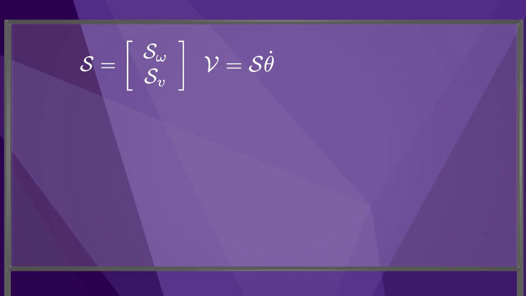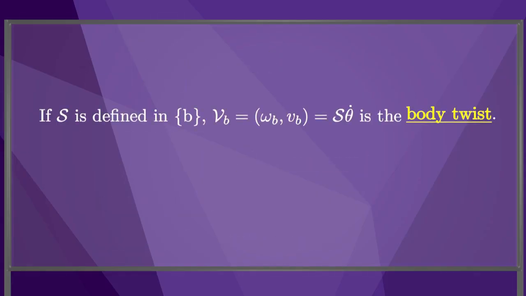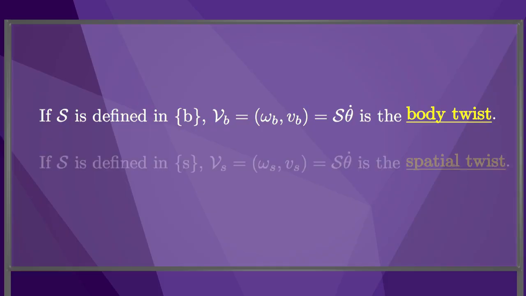We have been focusing on the case where the screw axis has finite pitch, but there are two cases to consider: the pitch is infinite or the pitch is finite. If the pitch is infinite, the motion is a pure linear motion with no rotation. In this case, s omega is 0, sv is a unit vector, and theta dot indicates the linear speed. If the pitch is finite, s omega is a unit vector, and theta dot is the rotational speed in radians per second. If the screw axis S is expressed in coordinates of the body frame B, then S theta dot is called the body twist VB. If the screw axis S is expressed in the coordinates of the space frame S, then S theta dot is called the spatial twist VS.